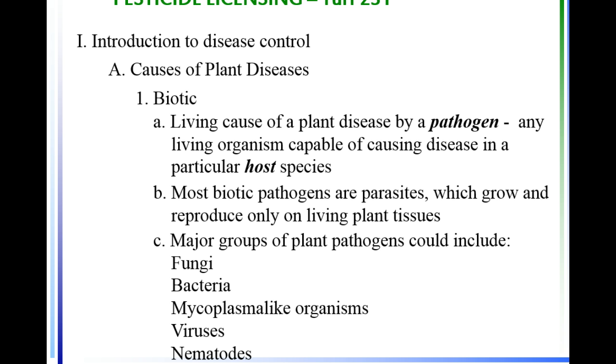And when we look at these organisms, or the pathogens, we divide them into major groups. And we're actually going to be looking at five major groups. So we've got fungi, bacteria, mycoplasma-like organisms, viruses, and nematodes. So they throw nematodes in with diseases. So you'll find them in the insect control manual.